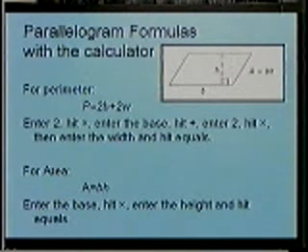Parallelograms are similar to rectangles, but they have height brought into the mix. For a perimeter, it's just 2 times the base plus 2 times the width. Same idea, enter 2, hit times, enter the base, hit plus, enter 2, hit times, then enter the width and hit equals. For area, it's base times height. So enter the base, hit times, enter the height, and hit equals.